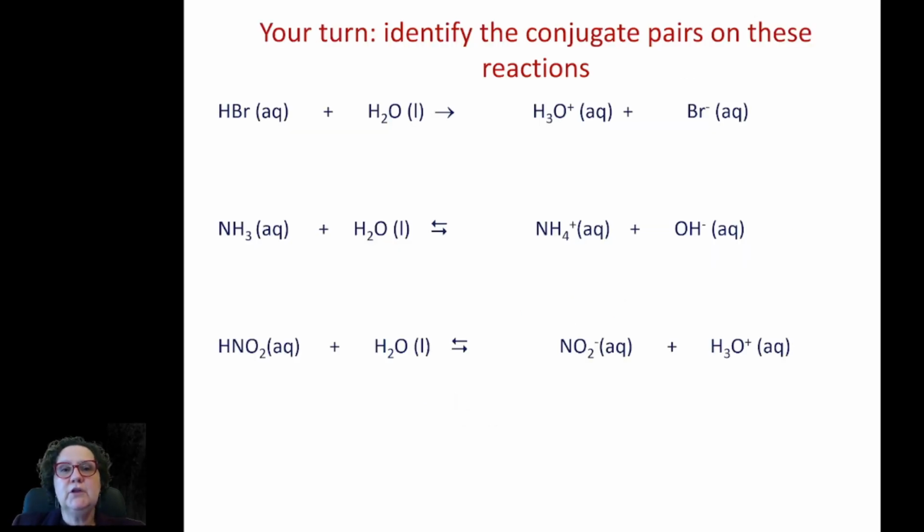I'm going to ask you to stop the video and have a go at this exercise. I've got three chemical reactions, they're acid-base reactions, and I'm going to ask you to identify on each reaction which compound is acting as an acid, which compound is acting as a base, and then in the products, which will be the conjugate acid and the conjugate base. Stop the video now.